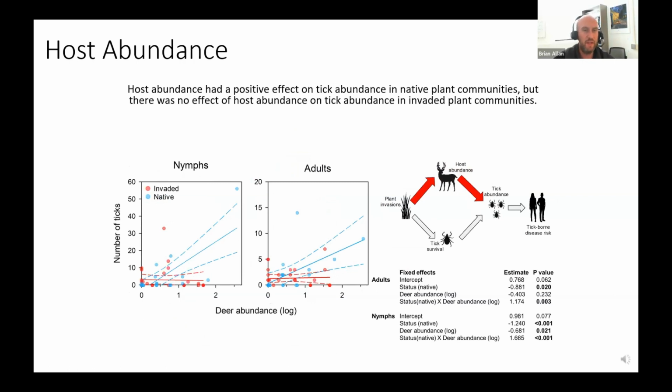And what you can see is that deer abundance really predicted tick abundance in the native plots. So as deer abundance increased, the number of ticks increased in native vegetation. Interestingly, we see that host abundance is actually much lower in the invaded plots, and there doesn't seem to be any strong relationship with the number of ticks. And so the number of ticks doesn't really increase in the invaded plots as host abundance increases. And so what this is essentially telling me is that the main thing driving tick abundance in the native plots is host abundance, but less so in the invaded plots, likely because we think tick survival is the main factor going on in the invaded plots.